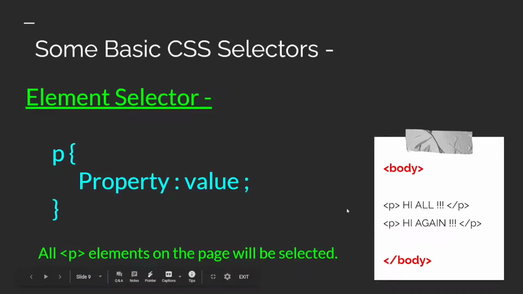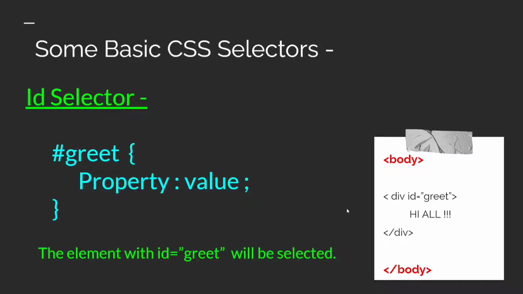The next one is the ID selector, and for the ID selector we use a hash symbol to indicate a specific ID in the page. For example, in this page we have a div element with the ID grid, and as you all know, IDs are unique: we can give an ID only to a specific element, and we can't repeat it. So with the help of the hash symbol, we'll select this specific element, and after that we'll provide a value to a property that will affect only the div element that contains this ID.